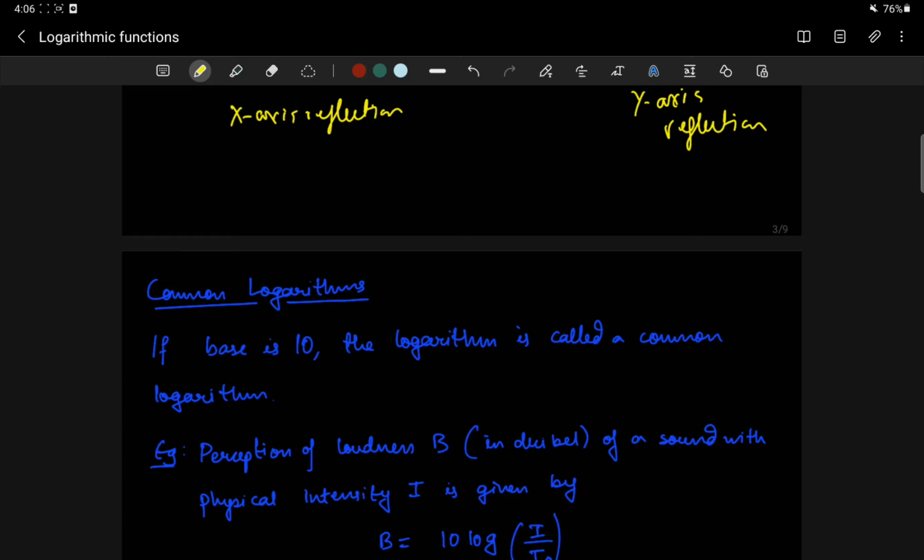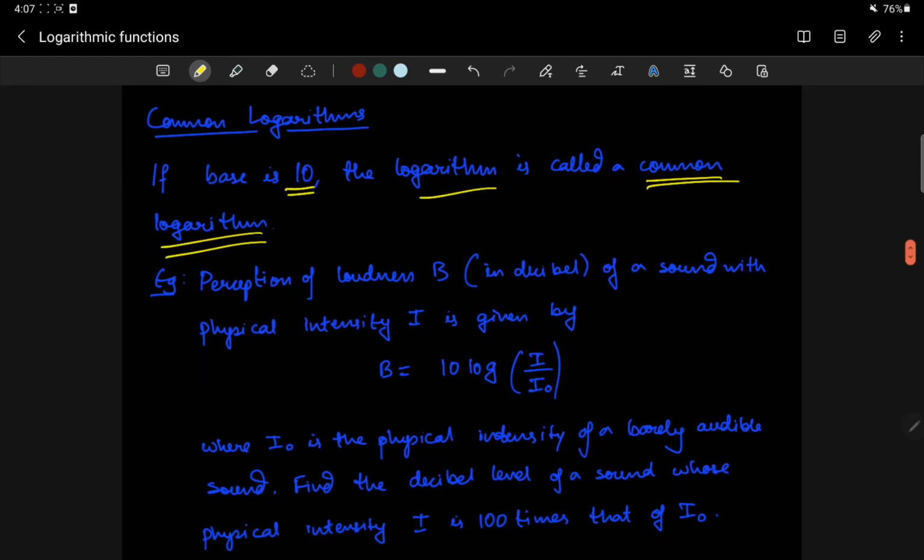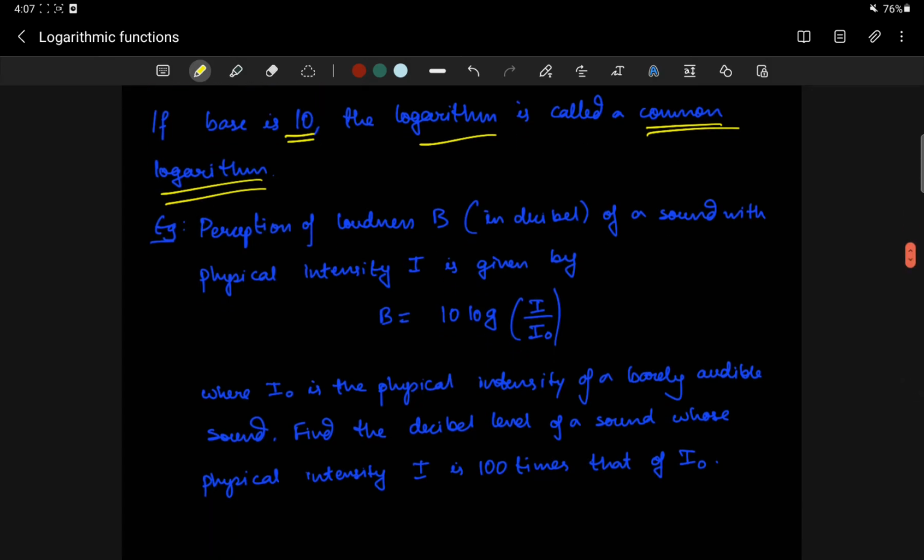Now, just as with exponentials, we had a special case with e, it being the special number, we have two different special cases for logarithms. If the base is 10, which is our most fundamental counting number, like 10 fingers, we have a decimal system and all of that, the logarithm is called a common logarithm. For example, one of the uses of this is in the perception of loudness. So how do we measure loudness of a sound? You would have seen this unit called decibels when you select a speaker, right? So what is that? It's measured on a log scale. It basically measures the physical intensity of the sound, and it's given by this formula.